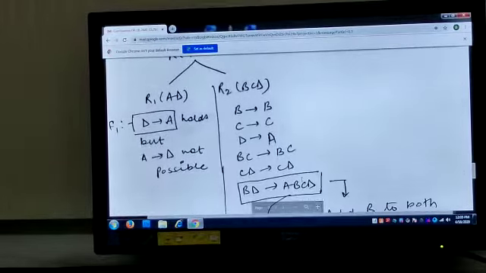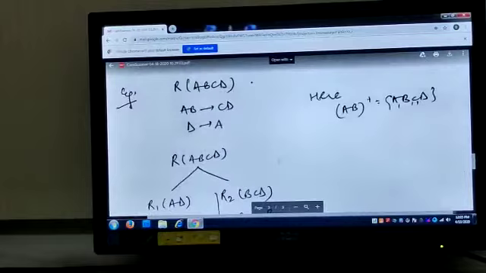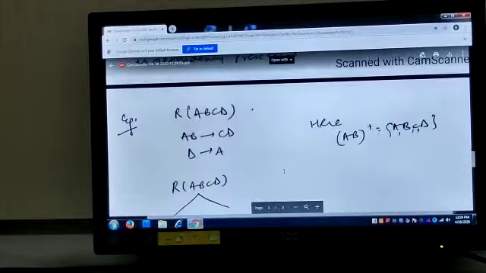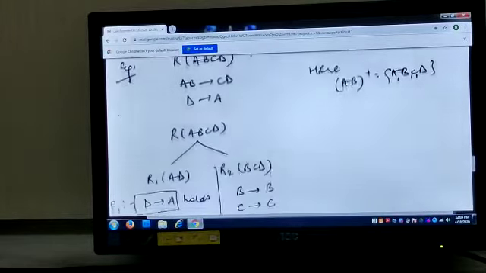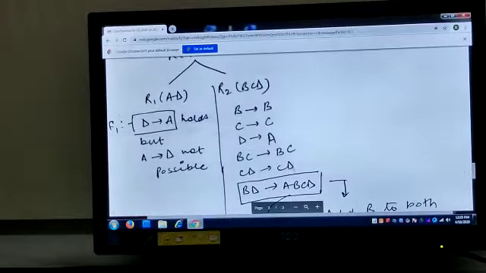Now, then I am having BC to BC. Using B and C, I can determine only B and C, because none of the functional dependencies show me that I can find any attribute using BC. Okay, then CD to CD again.